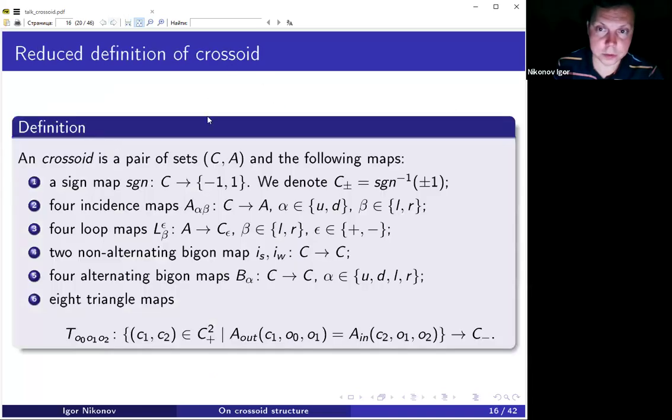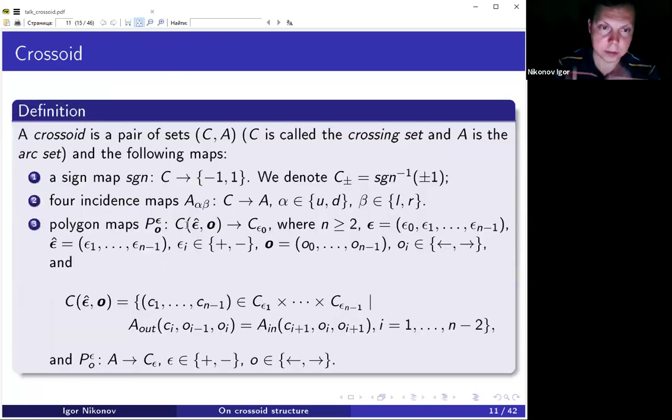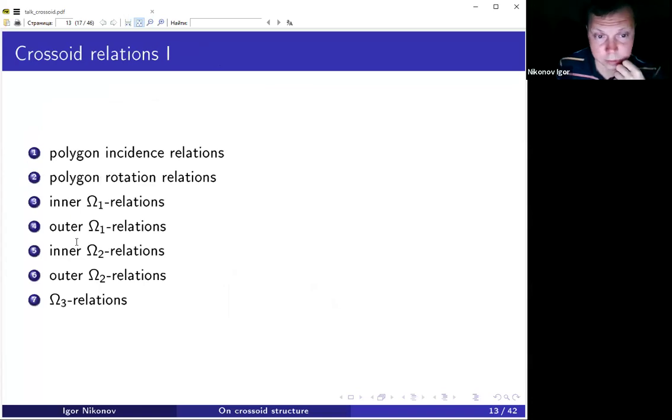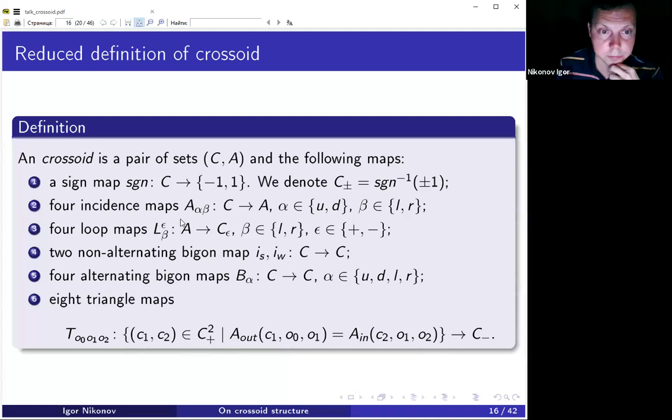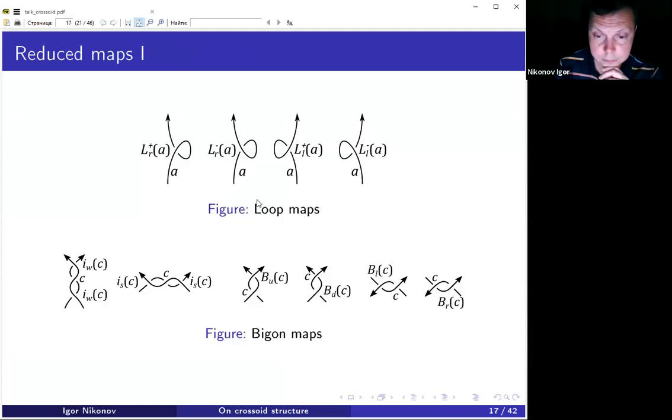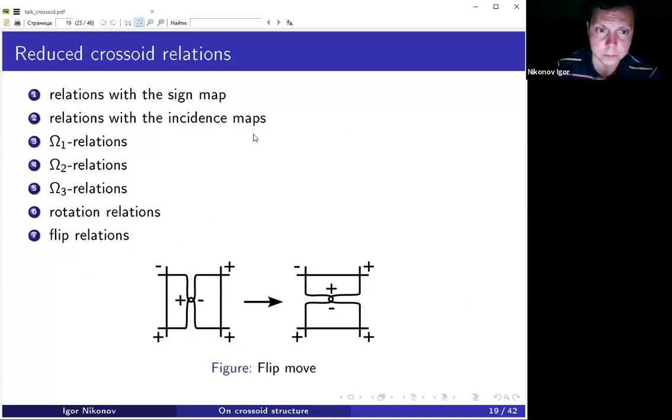Yes, we have the original definition of a crossoid. But when we restrict this definition to the case when we consider not all polygons, but only loops, bigons, and triangles, we get a reduced definition. And in fact, the reduced definition and the original definition are equivalent. So they are just two forms to describe the crossoid structure. In some cases, it is more convenient to define polygon maps only for small polygons, such as loops, bigons, and triangles. And when we use only one-, two-, and three-gons, the set of relations will be as follows.